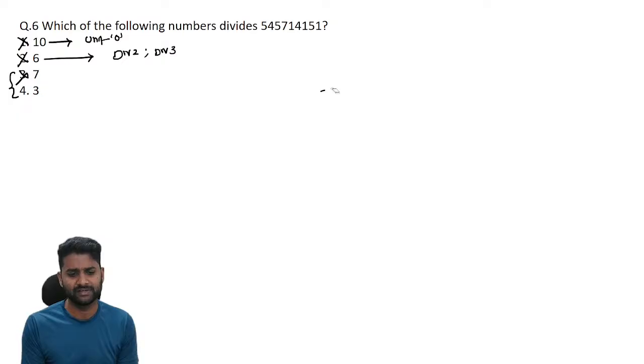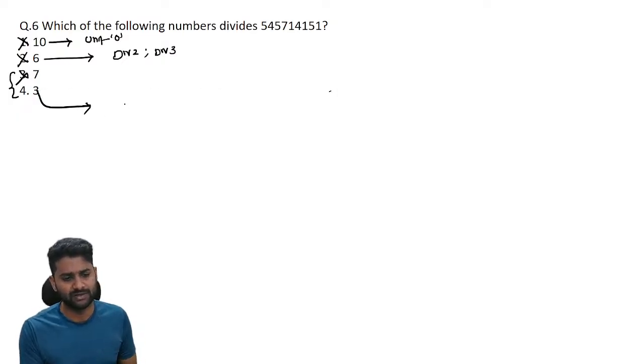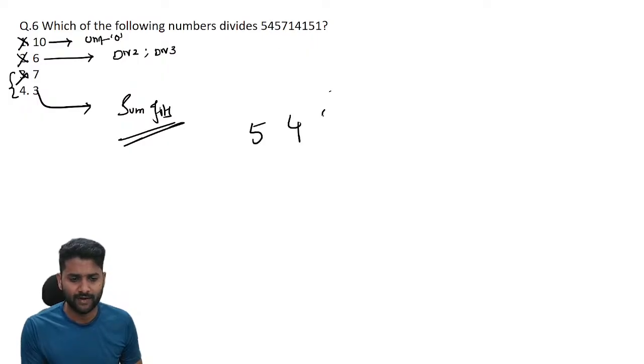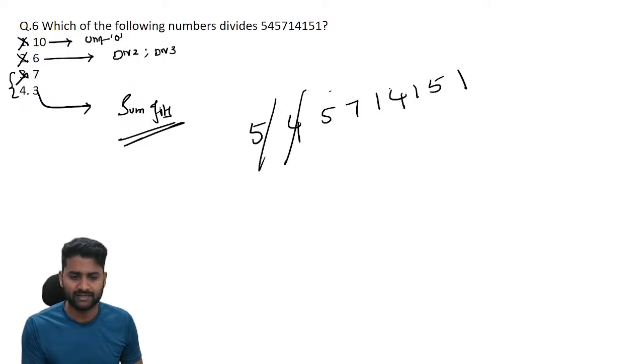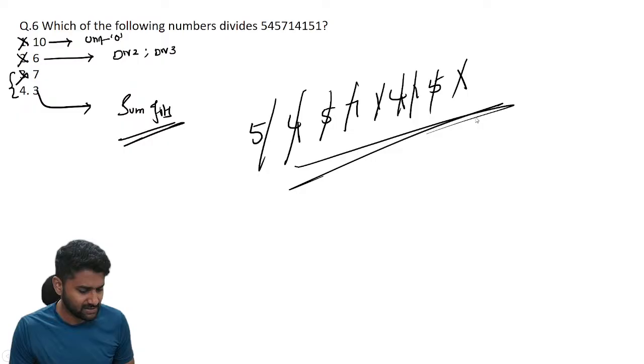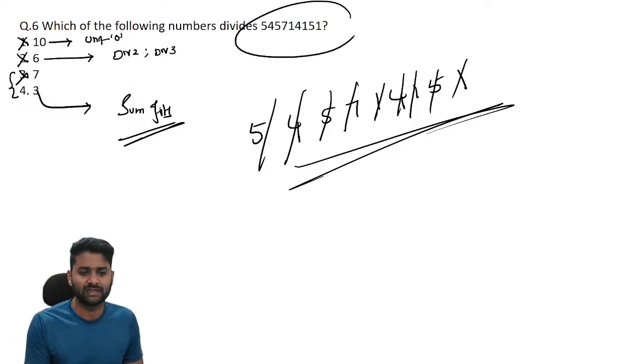And finally, divisible by 3 property. Divisible by 3 property is all about the sum of its digits. If the sum of its digits is divisible by 3, then the entire number is divisible by 3. 5 plus 4, directly you can cancel. 5 4 5 7 1 4 1 5 1. Directly cancel. Now 5 plus 7 is also cancelled. 1 plus 4 plus 1 is also cancelled. Some value, if you get 3 or multiples of 3, then the entire number is also divisible by 3. So here the given number is exactly divisible by 3.